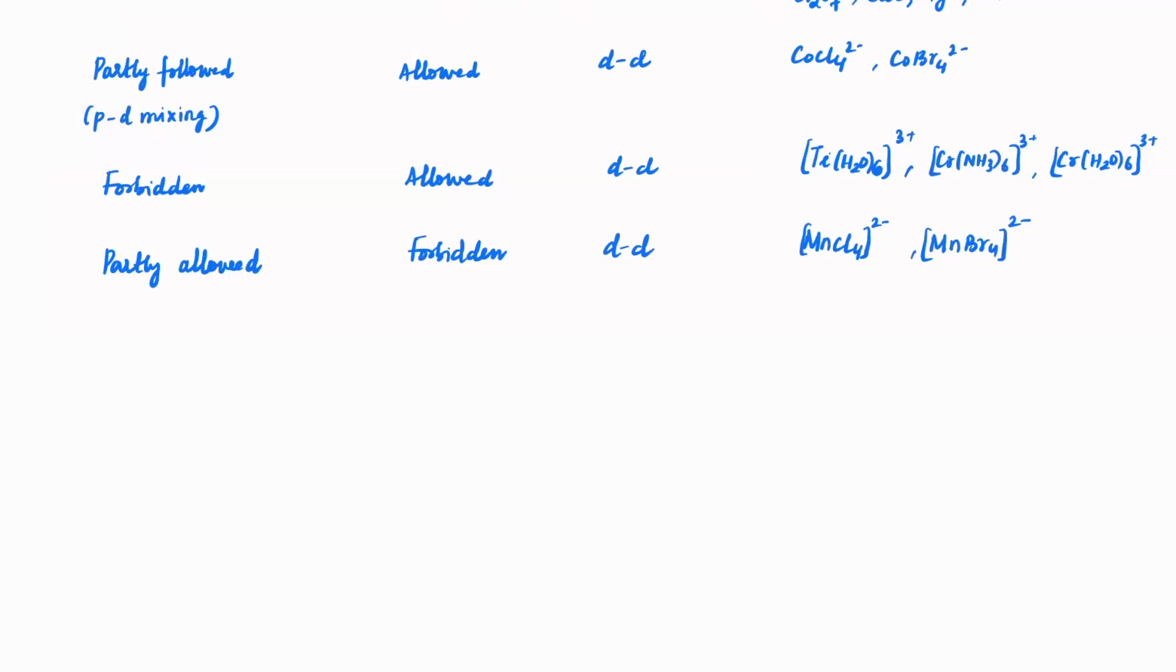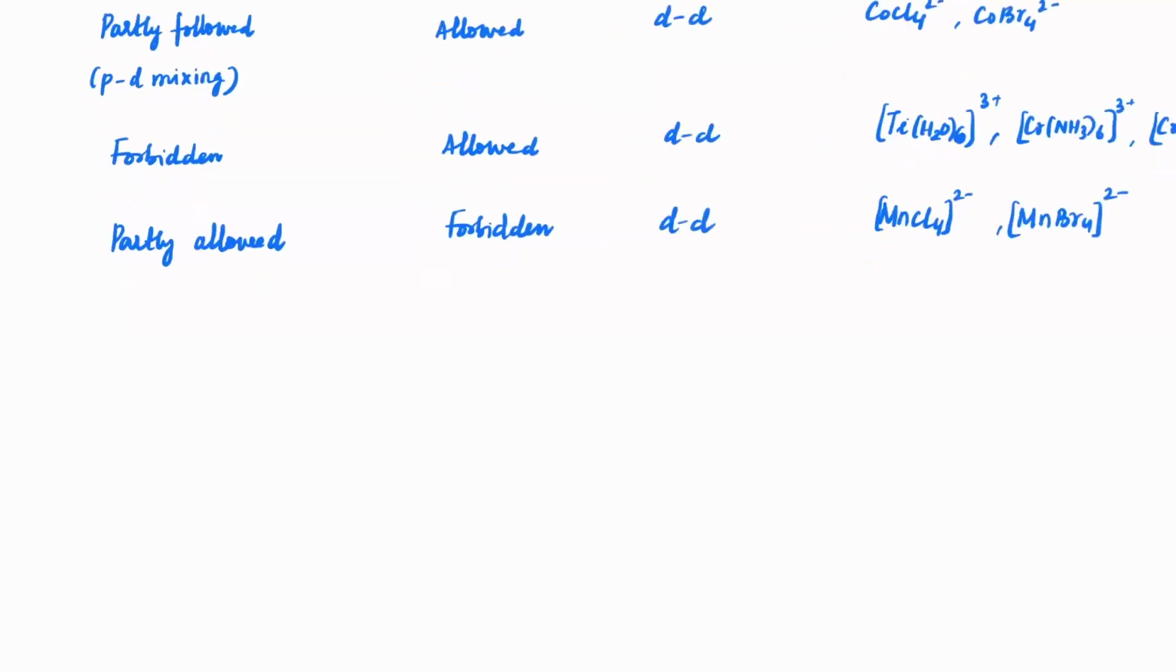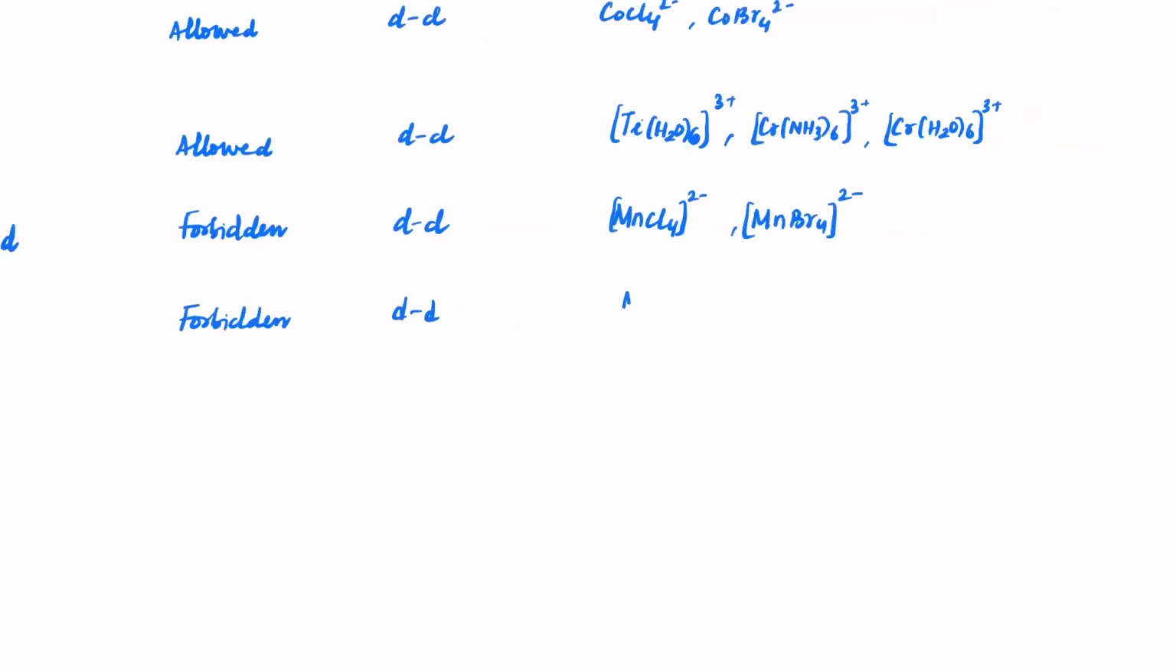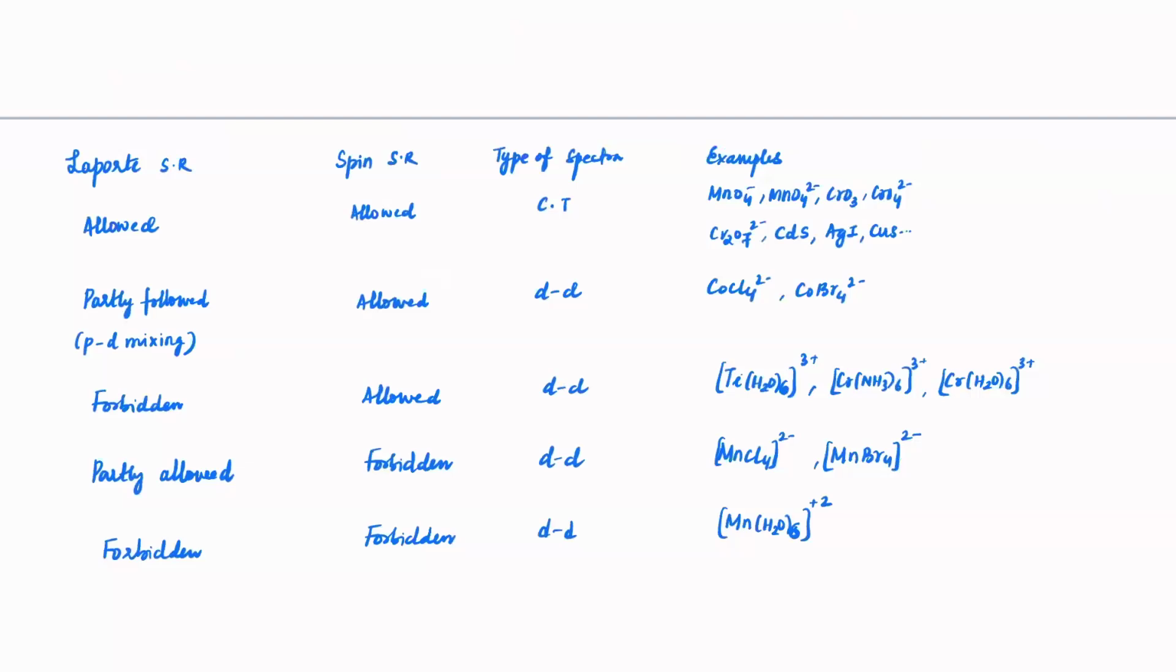Whenever I'm using the partly allowed cases, those are mostly sp3 hybridized ones, correct? So that means they are mostly having that partial p and d character together. For example, if both of them are completely forbidden, I gave you the example already. So this is forbidden, this is also forbidden. This typically happens in d-d transitions, and the best example is manganese, H2O6 2+. So please make a note of this table, everybody. Important one.